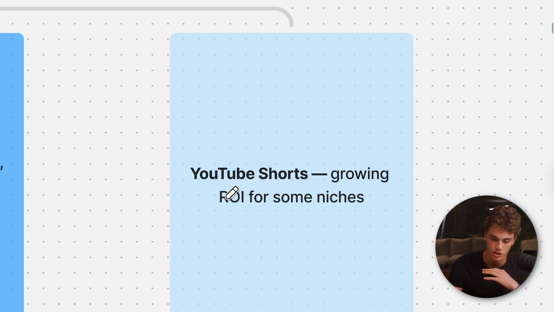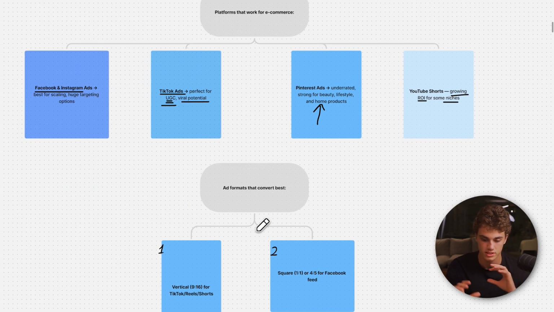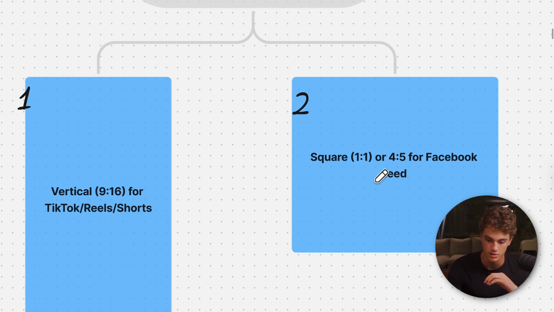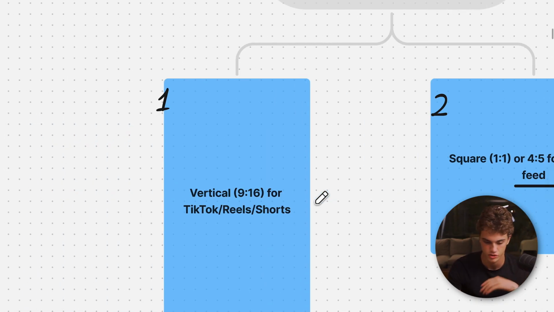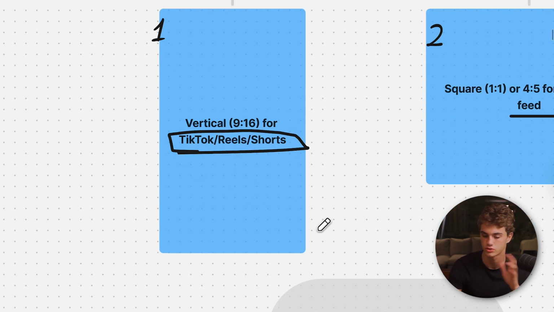And then lastly, YouTube Shorts for growing in more niche markets essentially, and you can get really high returns on this as well. So it's extremely important to test out all these different platforms and see what works best for you. The best ad formats that convert best are definitely going to be 1:1 or 4:5 for the Facebook feed. This is what the moms are on, you know what I mean? But the vertical 9:16 portrait mode is always going to be the best for TikTok, Reels, Shorts, all that kind of good stuff.